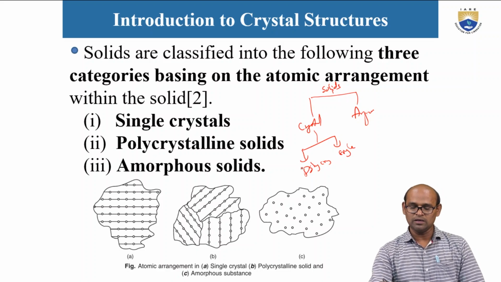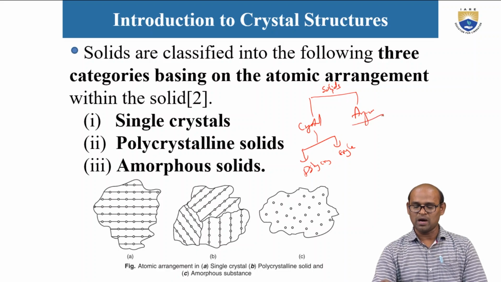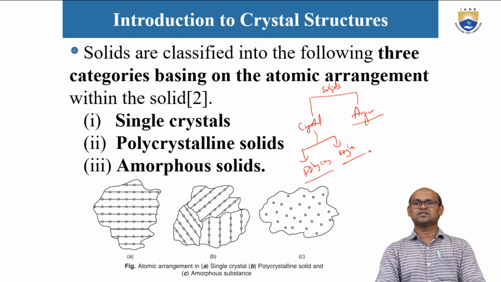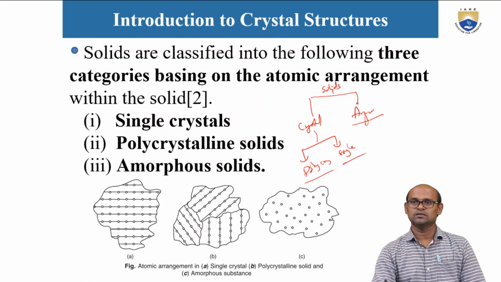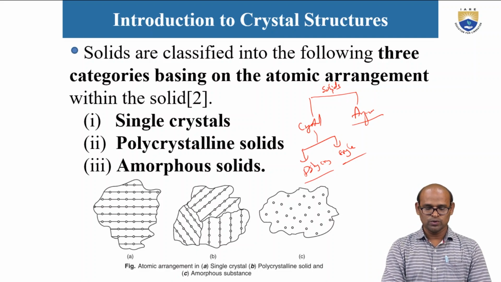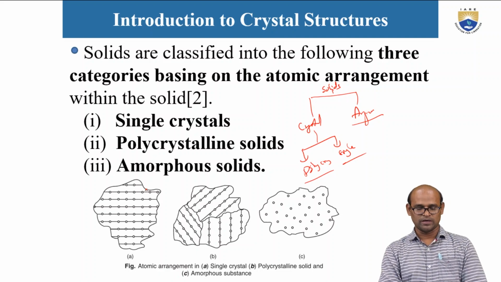Overall, solids are classified into three categories based on the atomic arrangement: amorphous material, polycrystals, and single crystals. Single crystals and polycrystals both are crystals, and amorphous material is not a crystalline material. You can clearly see the atomic arrangement in these three different types of solids.